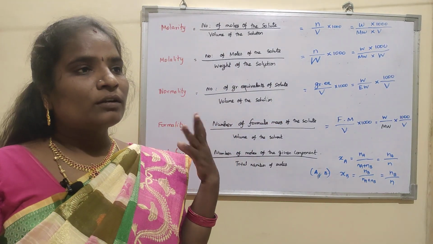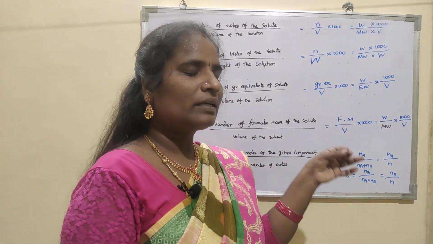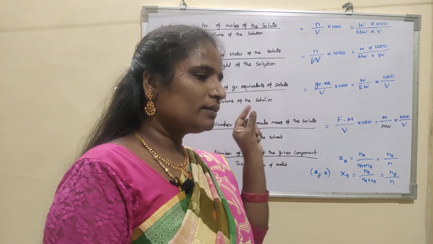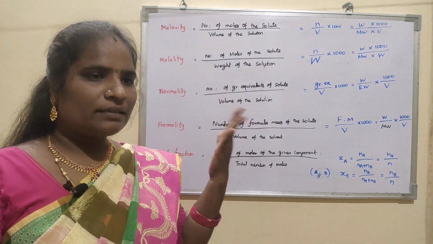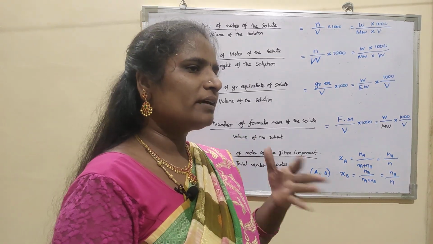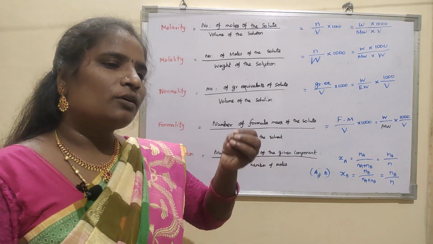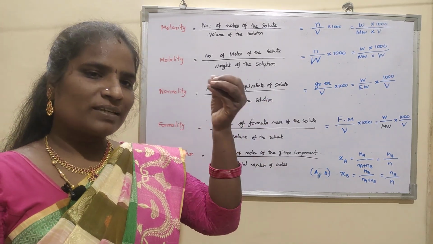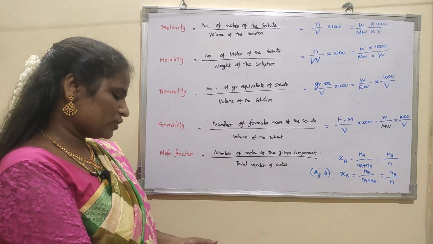Suppose I have three components, so I have to calculate total N equal to Na plus Nb plus Nc. That is my total moles, and the given moles are Na by N, Nb by N, and Nc by N. So you can calculate for however many other components there are. You sum up the total moles, then take the ratio of the given moles of the component divided by the total moles. So that's all about the mole fraction.